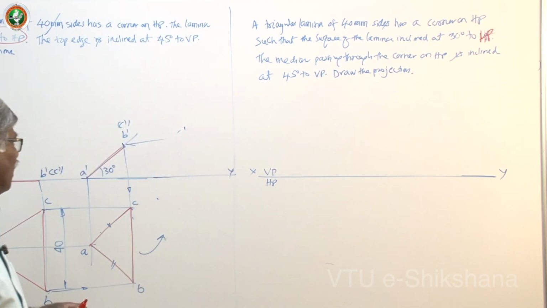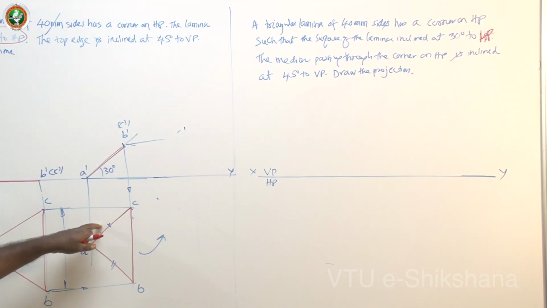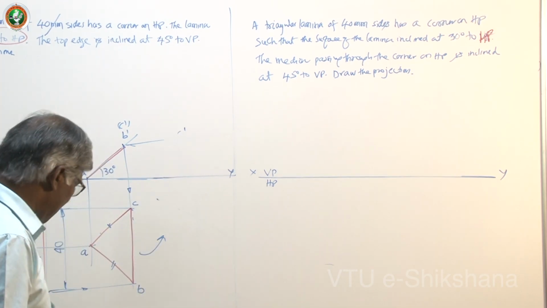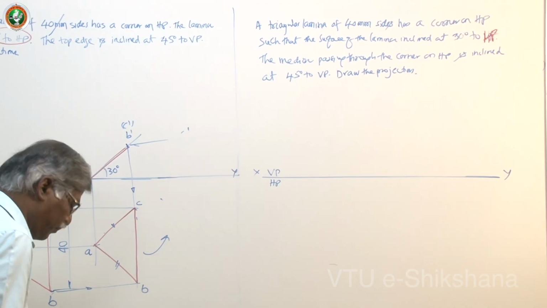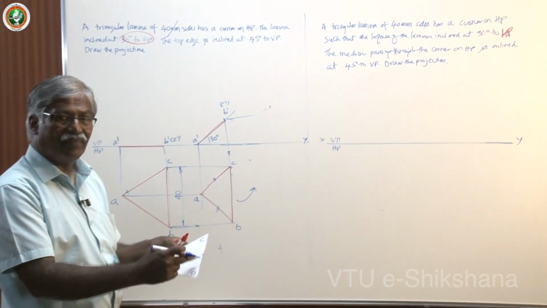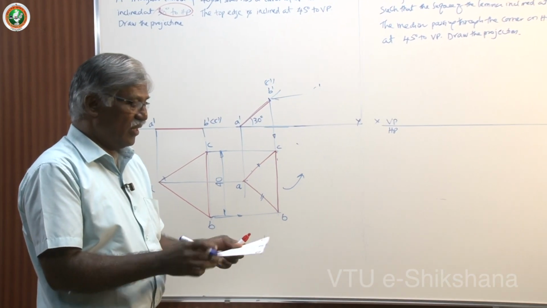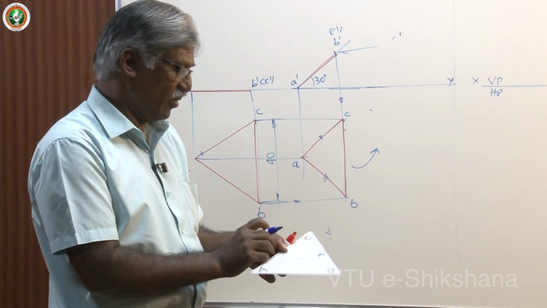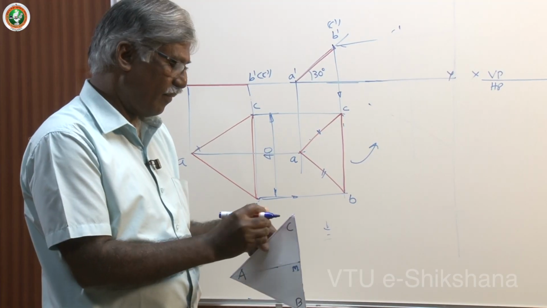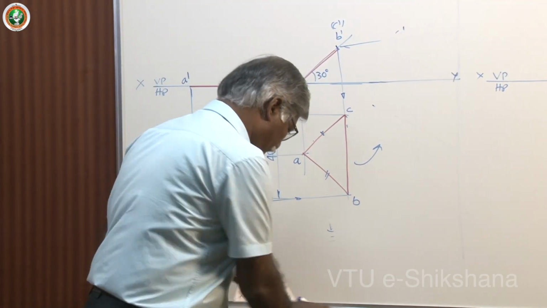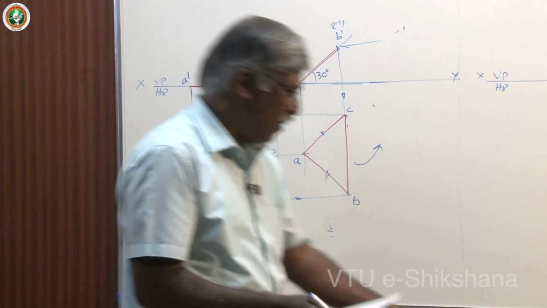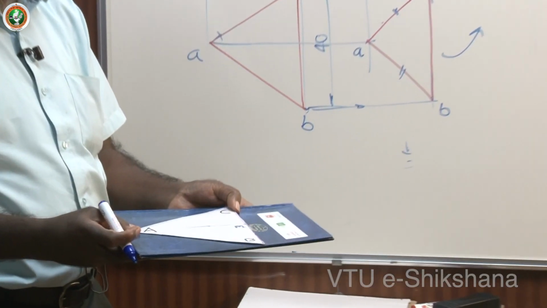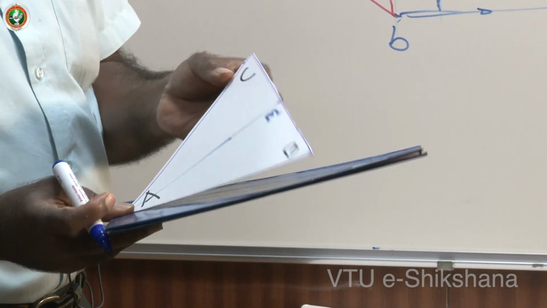XY. Up to this same. Next comes this. The median passing through the corner on HP is that. Now see here, the median is AM. Median is AM. Instead of BC, top edge, he has given the reference AM. Okay. Now how to do it? First position, as usual. Second position.